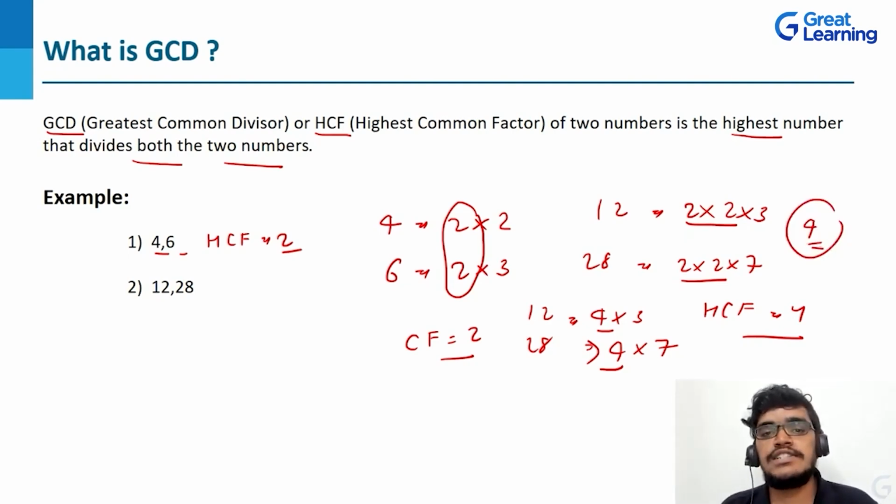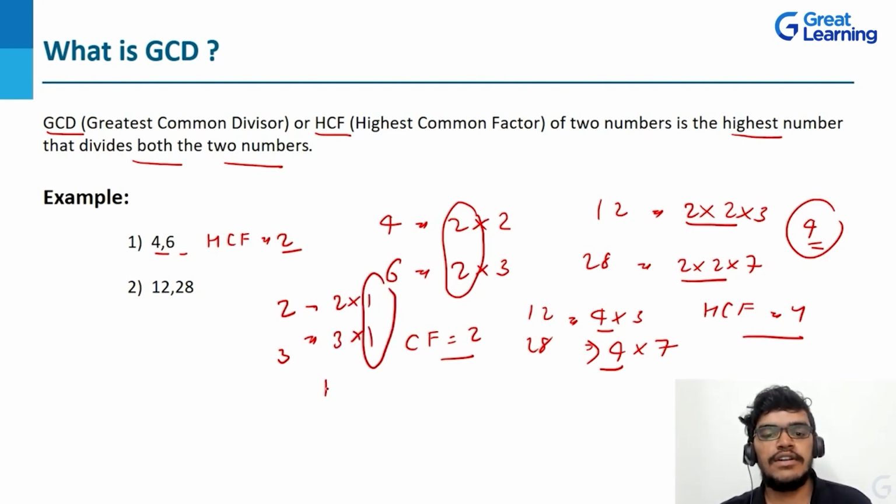Now you might have a question. Let's take an example of 2 and 3. What will be the GCF for 2 and 3? I can write 2 into 1 and 3 into 1. So the GCF of 2 and 3 will be 1, right? Because 1 will always be a common factor. So this is the way to calculate the GCD or GCF of two numbers.